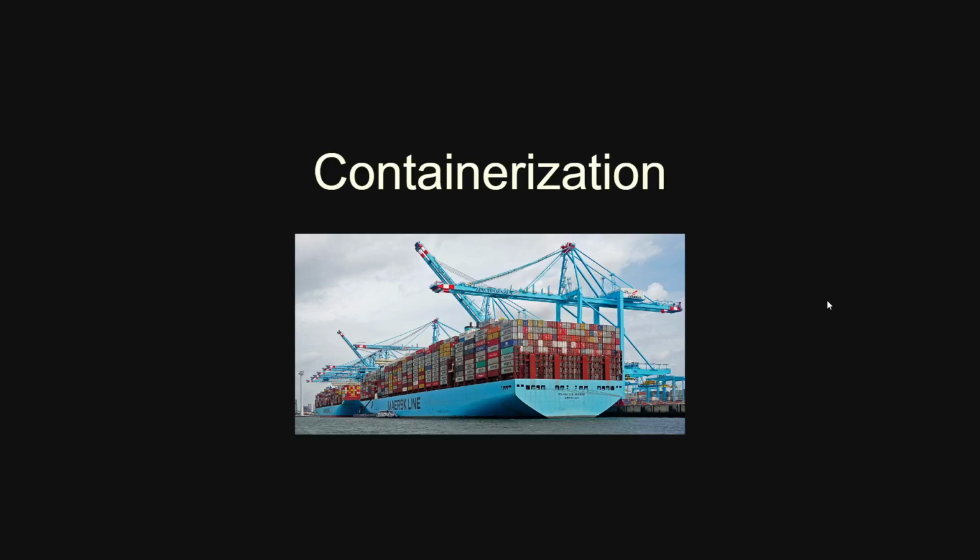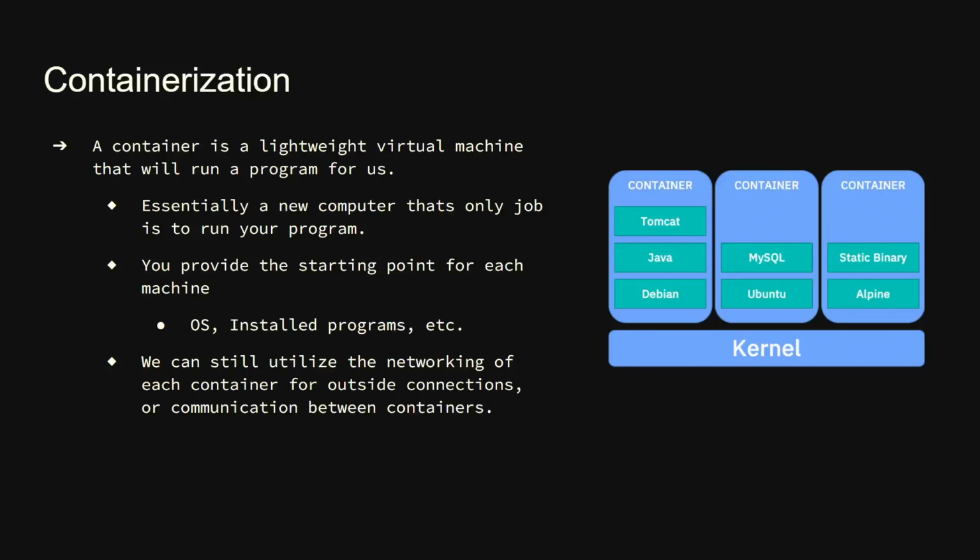Okay, next topic, containerization. We're taking another step back here in the abstraction layer, zoom out one more. A container is basically just a virtual machine, or a computer that's going to run this program for us. Its only job is to run our program. So it's like a little tiny computer that exists on top of our actual computer that only runs the program we tell it to run, doesn't do anything else.